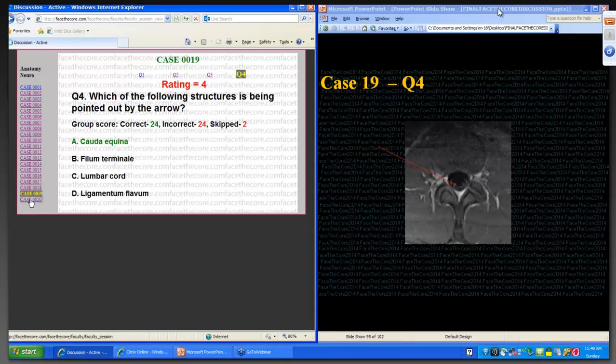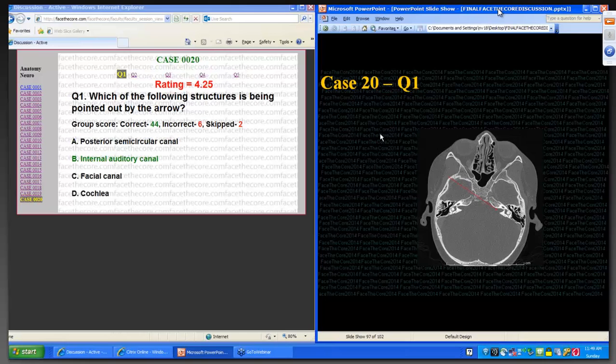And then the final case set here is temporal bone. So which of the following structures is being pointed out by the arrow? Here's a pretty straightforward question. The internal auditory canal, remember, contains the 7th and 8th cranial nerves. 7 up, Coke down is a useful mnemonic. 7 is the facial nerve. Cochlear nerve is the anterior inferior. And then along the posterior aspect, you have the superior and inferior vestibular nerves.